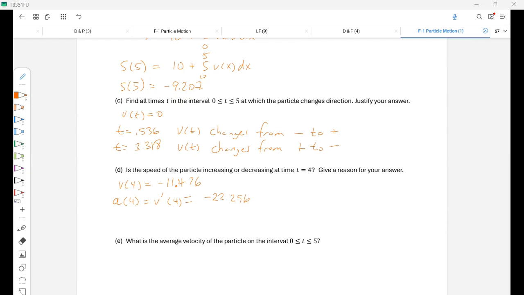22.296. Cool. And then just a simple sentence, the speed is increasing because acceleration and velocity have the same signs. Sure. Means the same thing. Yep, because acceleration and velocity have the same signs. You're right. Thank you.